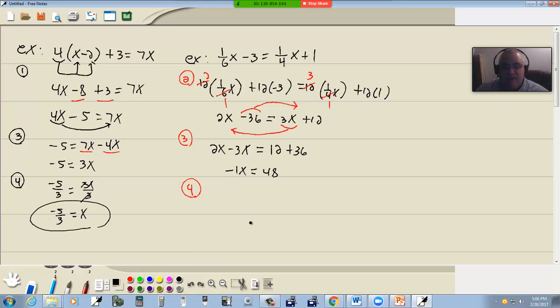Now our last step. Divide both sides by the number in front of your x. Number in front of x is a negative 1, so I divide both sides by negative 1. 48 divided by negative 1 is negative 48. Now what I was demonstrating here is how you handle it when you've got a negative in front of your x. Sometimes people don't know how to deal with that. But remember, if it was a negative x, it's still a negative 1x, so you just divide both sides by the number in front of your x. Let me clear that off.